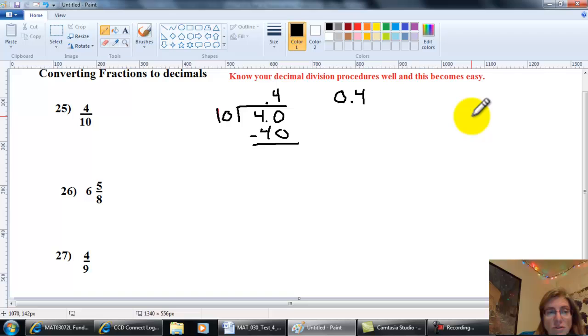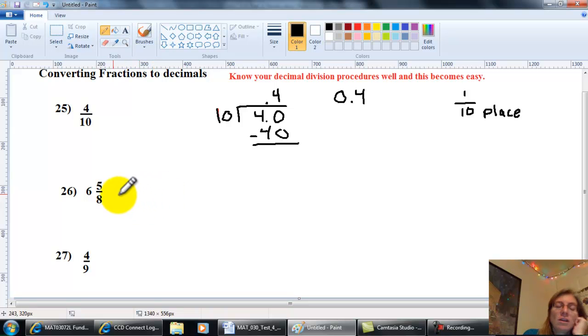The other way we know that this fraction 4/10 is 0.4 is by knowing the place values. Anything in the 1/10 place goes in the first place after the decimal point. So 4/10 refers to 0.4.